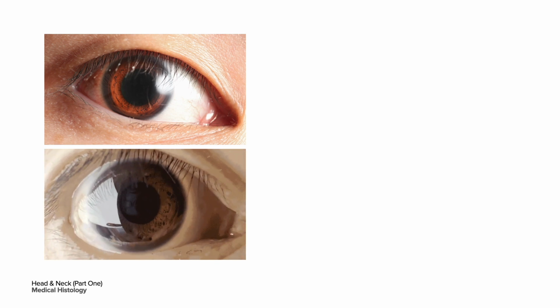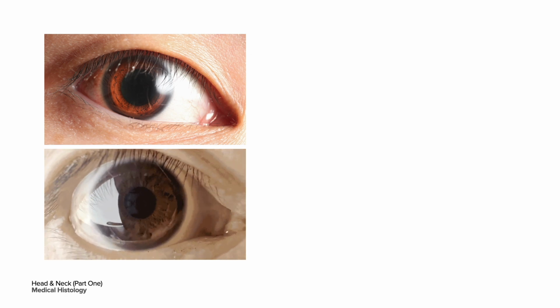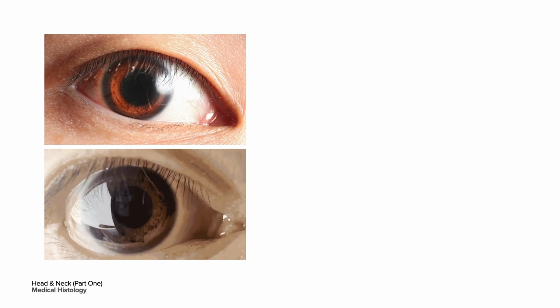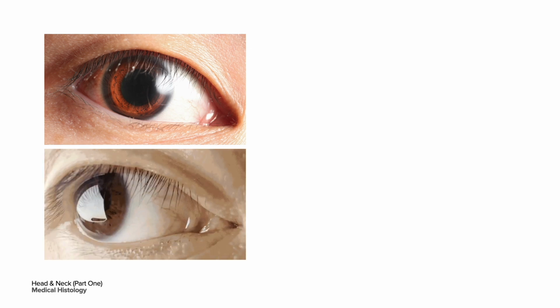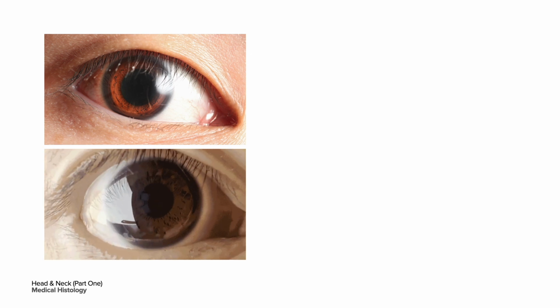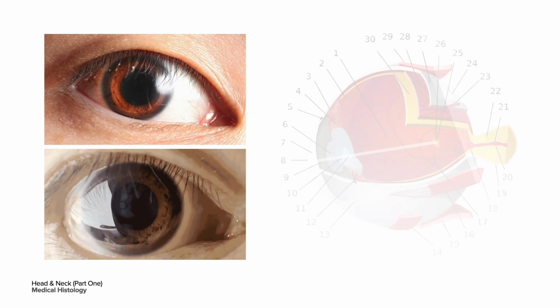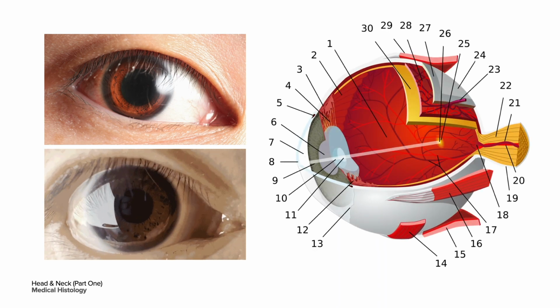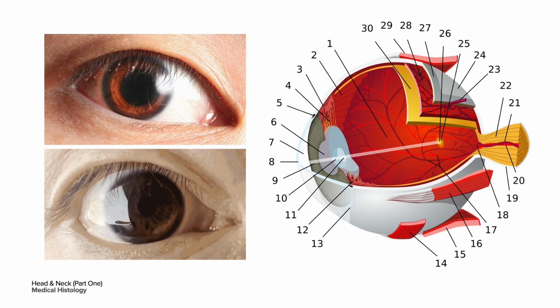We have your sclera, which is your white, tough outer covering of the globe. And your retina, which is a complex organization of nerve cells and processes. It translates light into electrical impulses to your brain via your optic nerves. And this is a schematic diagram showing you the different components of your eye.